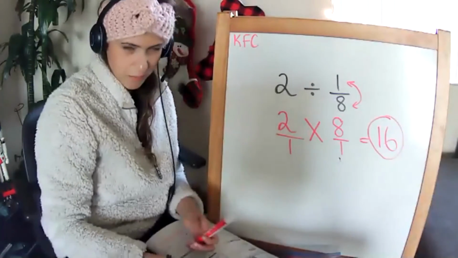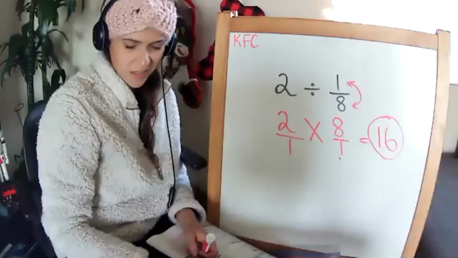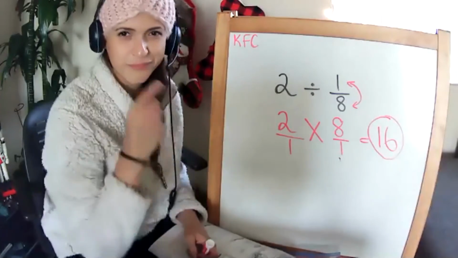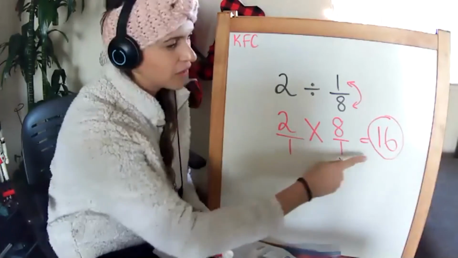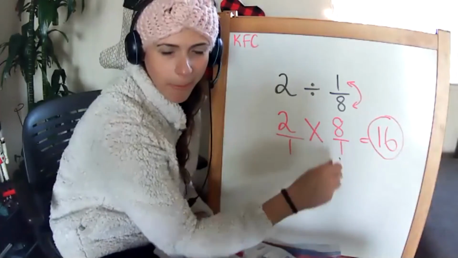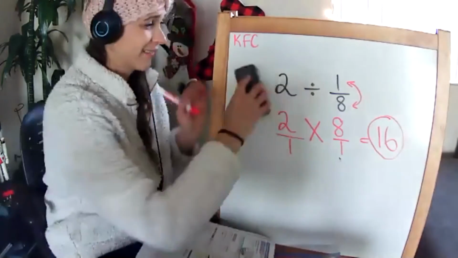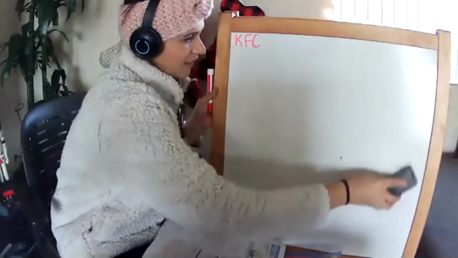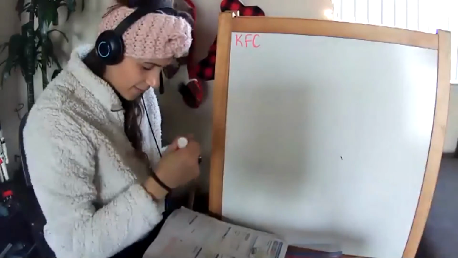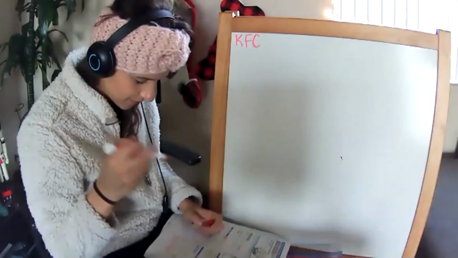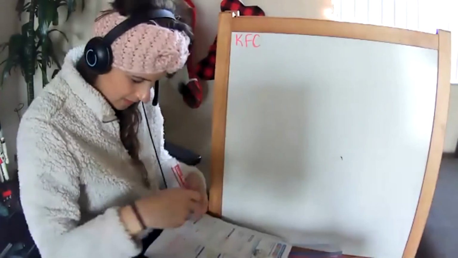What are you noticing about all of these answers? They're all whole numbers. Yes, whole numbers. Wait, so do we ignore the bottom numbers? These are pretty easy, right?